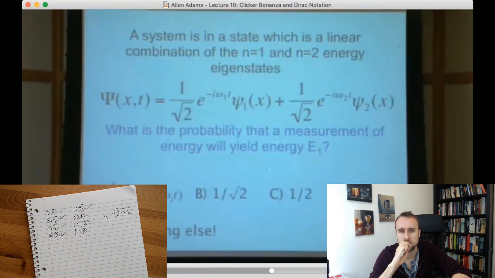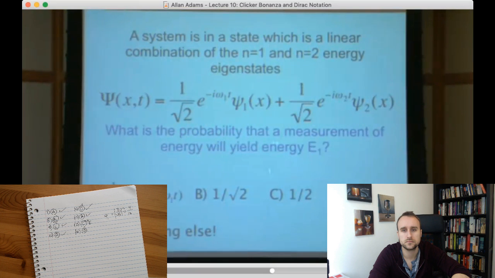Okay, next question. The system is in a state which is a linear superposition of n equals 1 and n equals 2 energy eigenstates. What's the probability that measurement of the energy will yield the first energy eigenvalue?